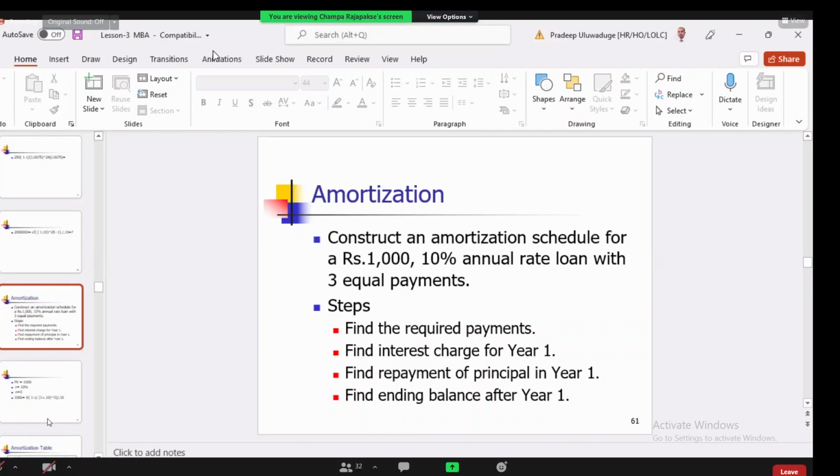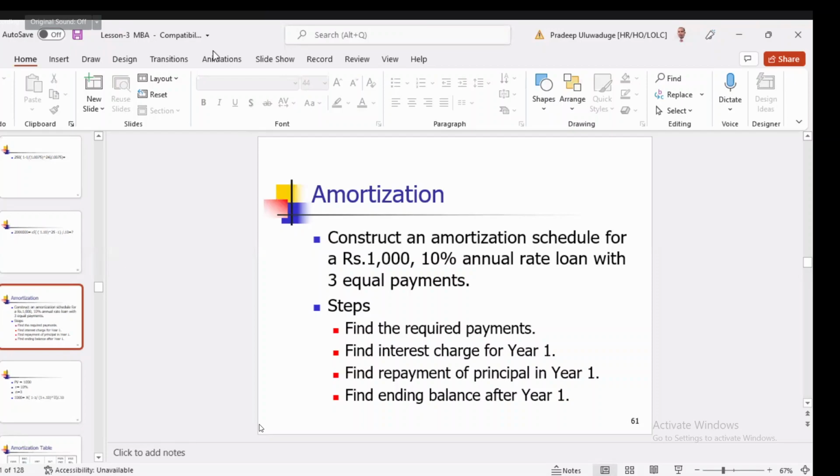So construct an amortization schedule for rupees 1,000, 10% annual rate loan with three equal payments. So there will be three equal payments. Principal amount is 1,000 and annual rate of the loan is 10%. Right? So find the required payments, find interest charge for year one, find repayment of principal in year one, and find ending balance in year one. Right? So let's see. So present value.